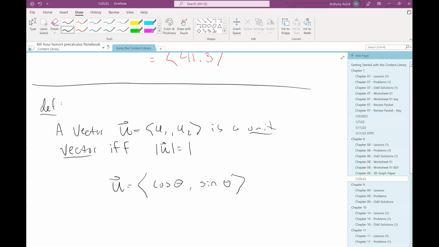Unit vectors turn out to be really important because they're essentially like a direction vector, because I can use them as a proxy for the direction of my vector, because if it has magnitude 1, if you combine it with something, you know.